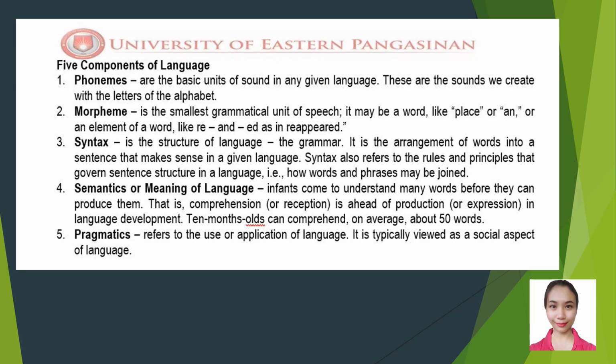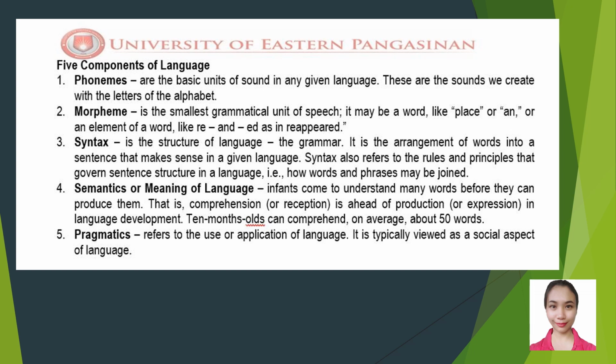Okay, so next class will be the 5 components of language. So we have phonemes, morphemes, syntax, semantics, and then pragmatics. So those are the 5 components of language. So first one, we have the phonemes.